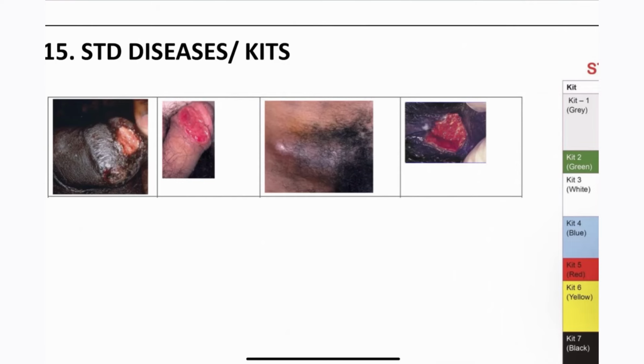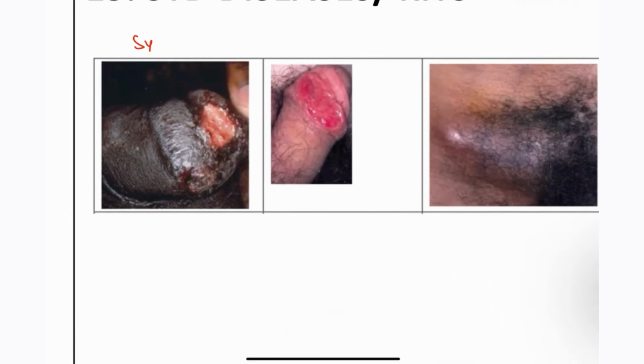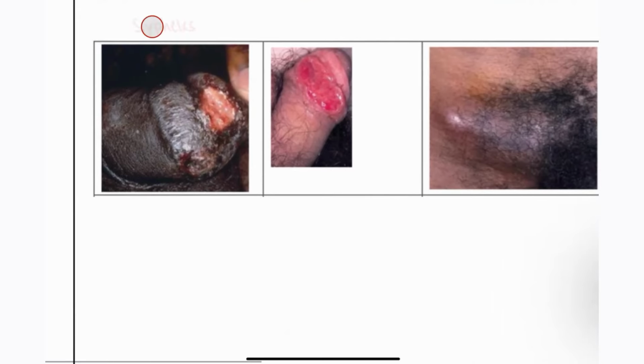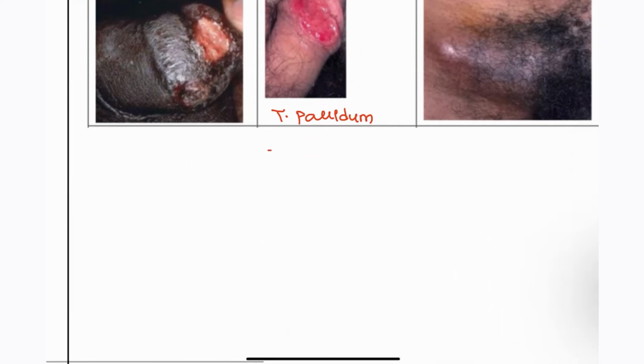So first one, here you can see this is syphilis. First, we will discuss syphilis. So in syphilis, what is the cause, guys? Treponema pallidum is going to be the cause, and this patient will present with a painless chancre. And coming to the lymphadenopathy, it is going to be bilateral lymphadenopathy which will be presented, and that is going to be rubbery in texture.